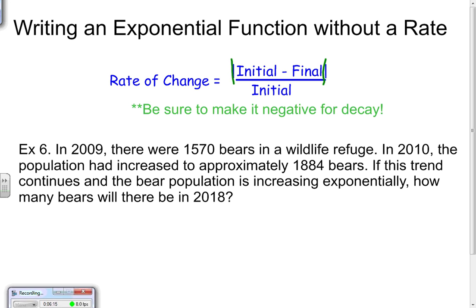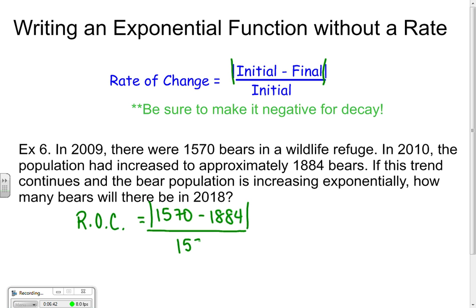So example 6. In 2009, there were 1,570 bears in a wildlife refuge. In 2010, the population had increased to approximately 1,884 bears. Now I'm going to pause there for just a second so I can find the rate of change. The rate of change is the initial, so there were 1,570 bears, minus the final, 1,884, absolute value, of course, divided by the initial, 1,570.